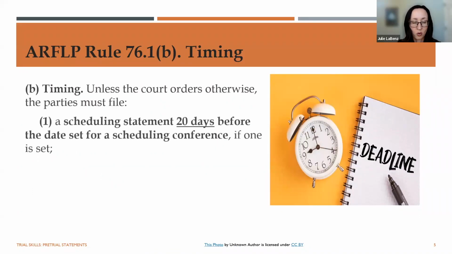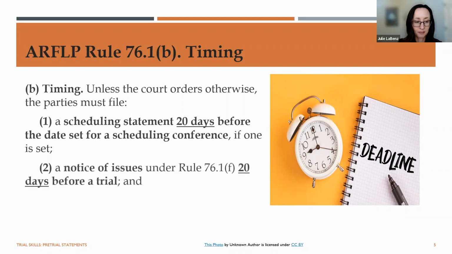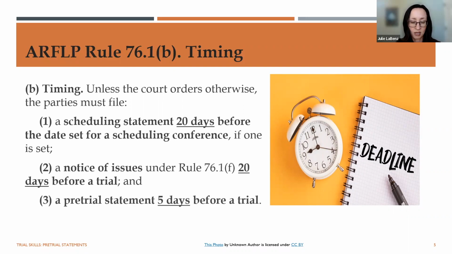Timing. So unless the court orders otherwise, the parties must file a scheduling statement 20 days before the date set for a scheduling conference. So if a scheduling conference is set in your case, then a scheduling statement will be required. Also, 20 days before trial, the notice of issues has to be filed. We're going to talk about that more when we get to subsection F. And then a pretrial statement is filed 5 days before trial.